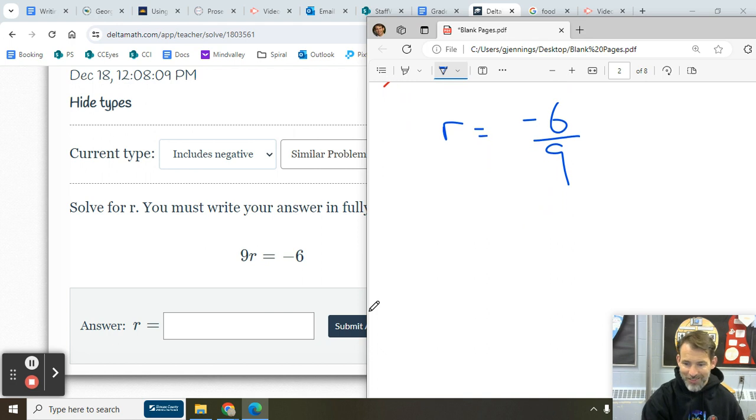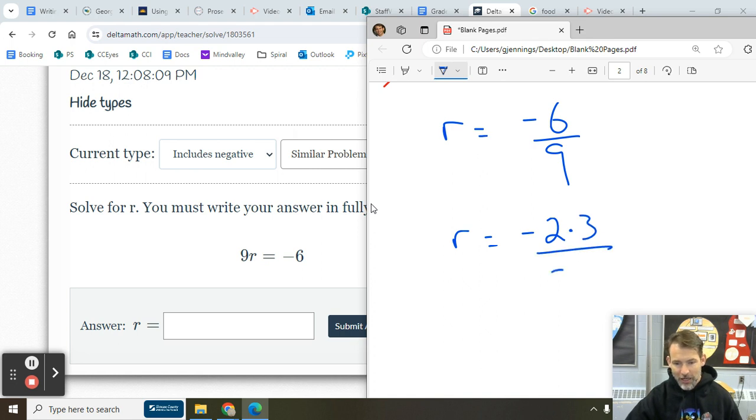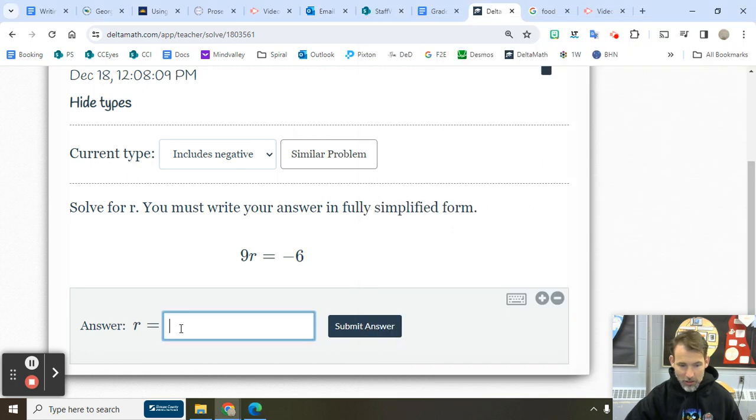That can be simplified. Remember, you must write your answer in fully simplified form. So negative 6 over 9. Well, I could write negative 6 as negative 2 times 3. And I could write 9 as 3 times 3. And then you'll notice that I have to get out my cancellation pen because I got an extra factor 3 there. So I can write this as negative 2 over 3.